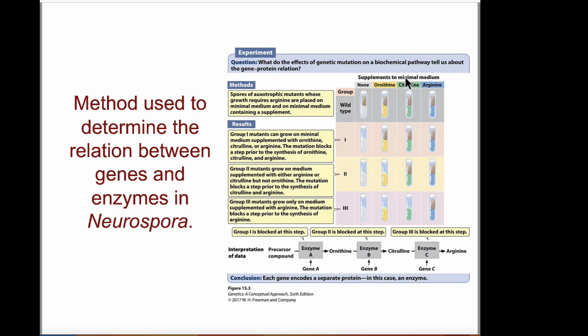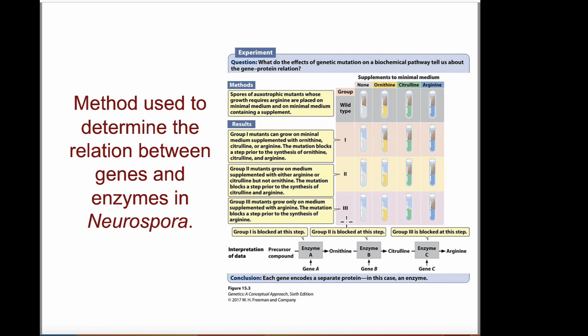All right, so in order to develop a method to understand the relationship between genes and enzymes using Neurospora, they developed an experiment. And the question for this experiment is, what do the effects of genetic mutations on a biochemical pathway tell us about the gene to protein relationship? So here you have wild type, which is considered normal, and then you have 3 different mutant groups.